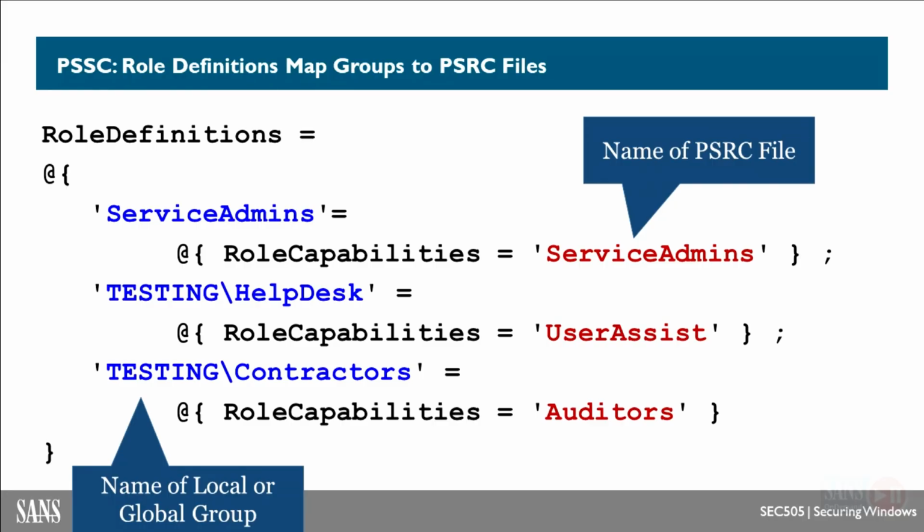So if I do happen to be a member of, let's say, all three of the groups that you see here on the slide, then all three of the associated PSRC files, serviceadmins.psrc, userassist.psrc, and auditors.psrc, all three of those text files will be merged together to create one big list of the commands I'm permitted to execute.